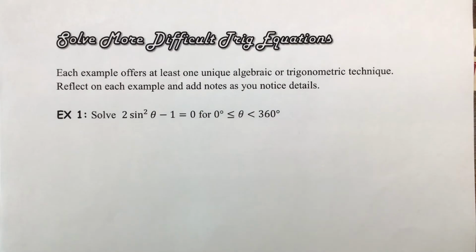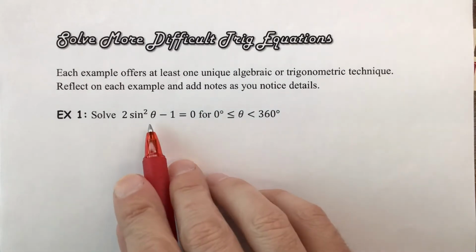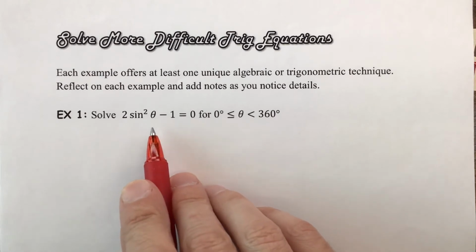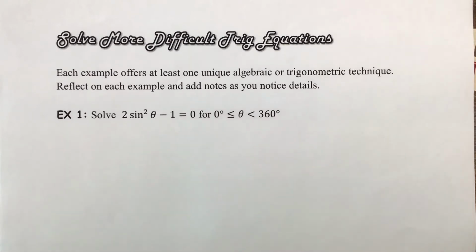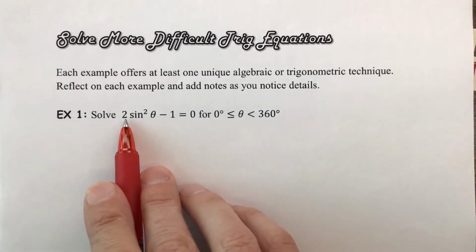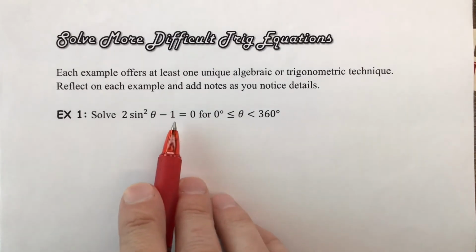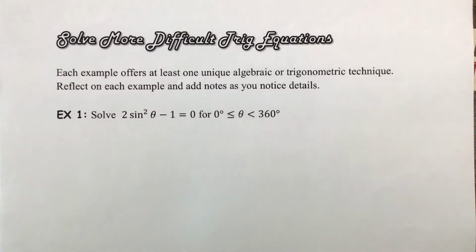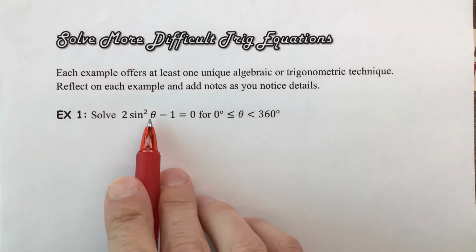In example number 1, what I want you to notice first is that our variable theta is only located once within the whole equation. What that usually means is that we can use direct solving to isolate that variable. We just little by little remove everything that is attached to it. Get rid of the 2, the 1, the sine, get rid of that squared, and then eventually we'll have our answer for theta.